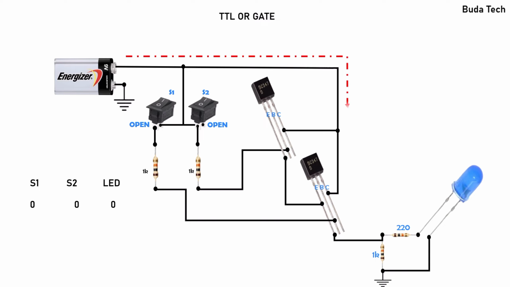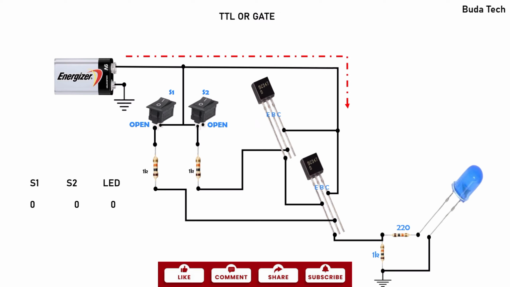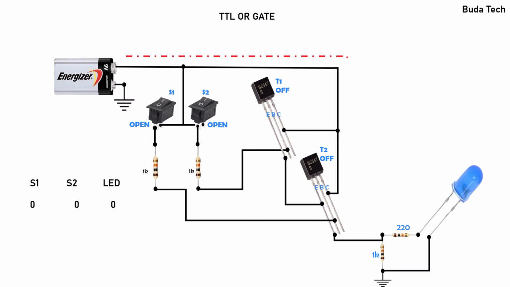And you can see here the current will try to flow from the battery, through the VCC, toward the collector terminal of transistor 1, but the transistor will not turn on since there is no base current at transistor number 1, so it is off. Transistor number 2 is also off since the switch is open, so no base current.